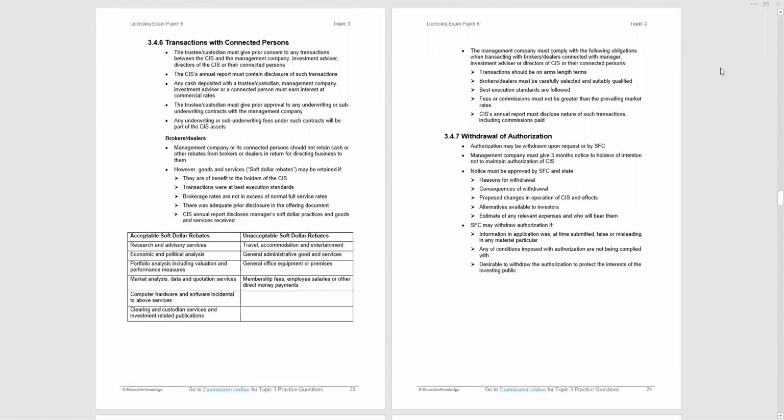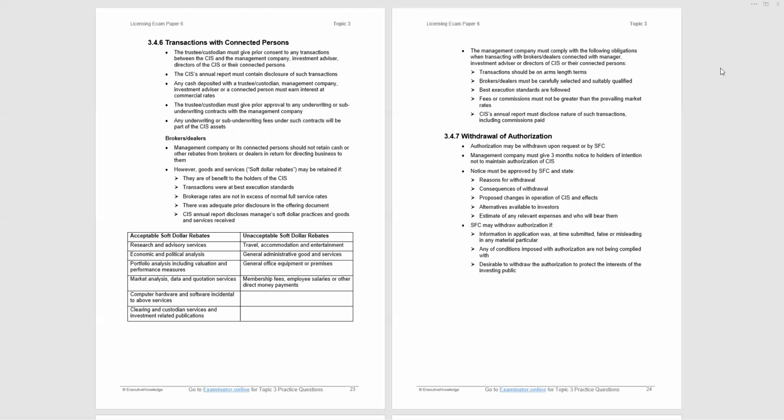Now, 3.4.6, transactions with connected persons. They must be at arm's length. The annual report must disclose details of such transactions. Third point there, any cash deposited with a trustee custodian, the management company, investment advisor, or a connected person must earn interest at commercial rates.